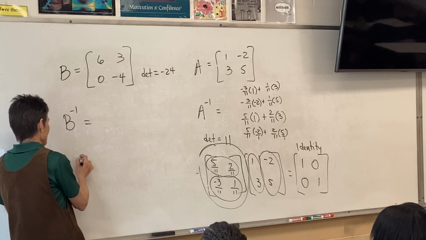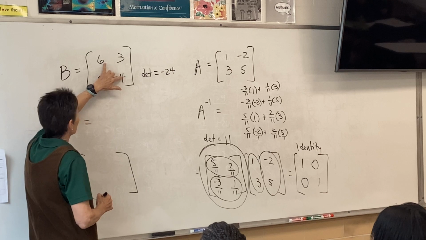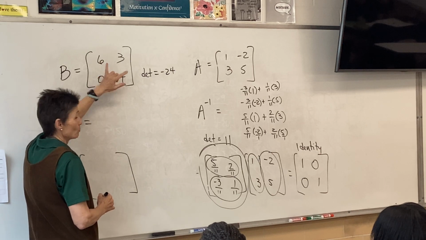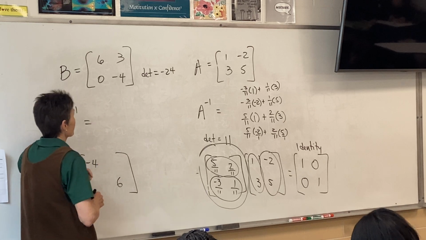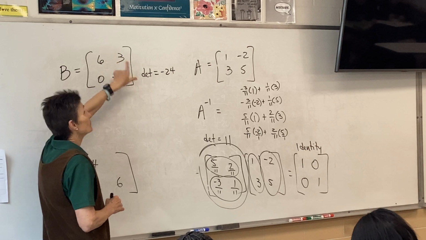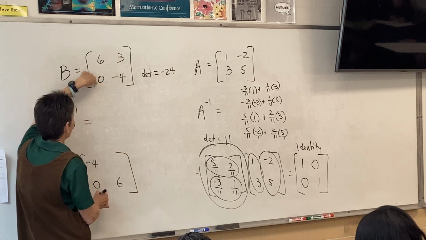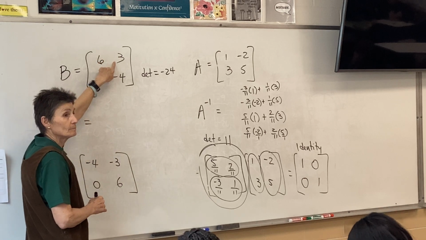Now I gotta build a new matrix. Remember how to do that? With these guys, don't change a thing, just flip-flop them. So -4 and 6. And then what happens to these two? So 0 is just 0, and positive becomes negative.